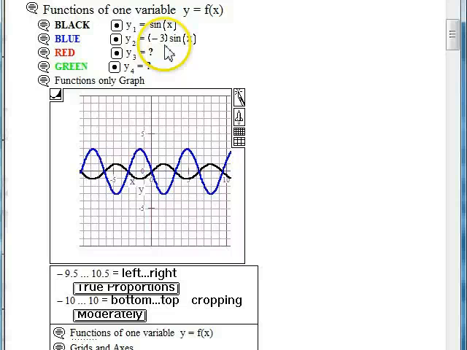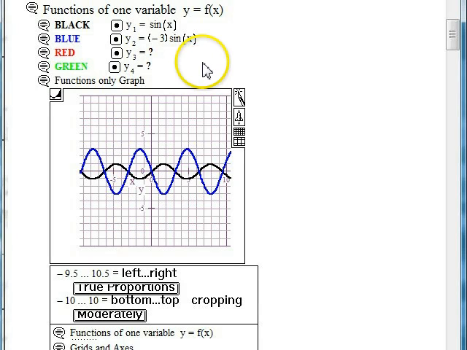Hence, it's taller, has amplitude 3 now, but it's also upside down because where the black curve had positive y values, the blue curve has negative y values, and vice versa. When the black was negative, the blue was positive. So multiplying by a constant changes the amplitude of the sine curve or the cosine curve. Multiplying by a negative constant also turns the whole thing upside down.